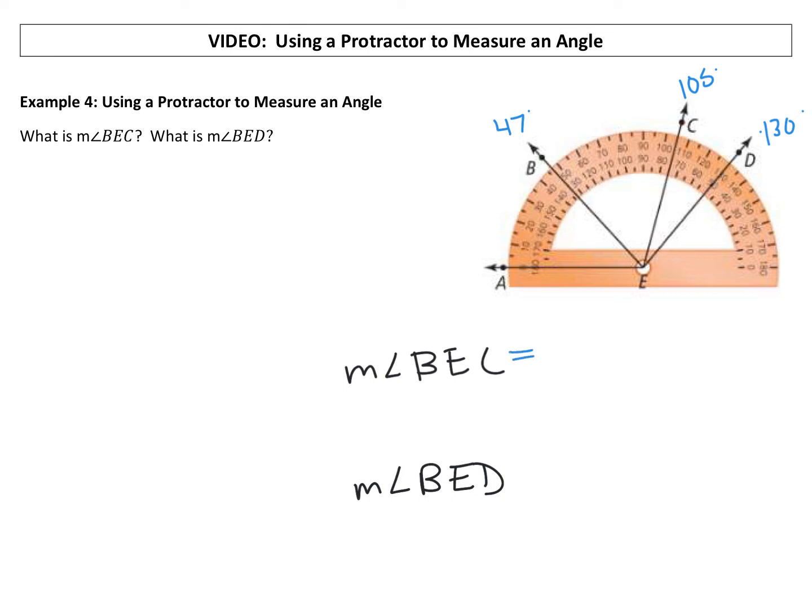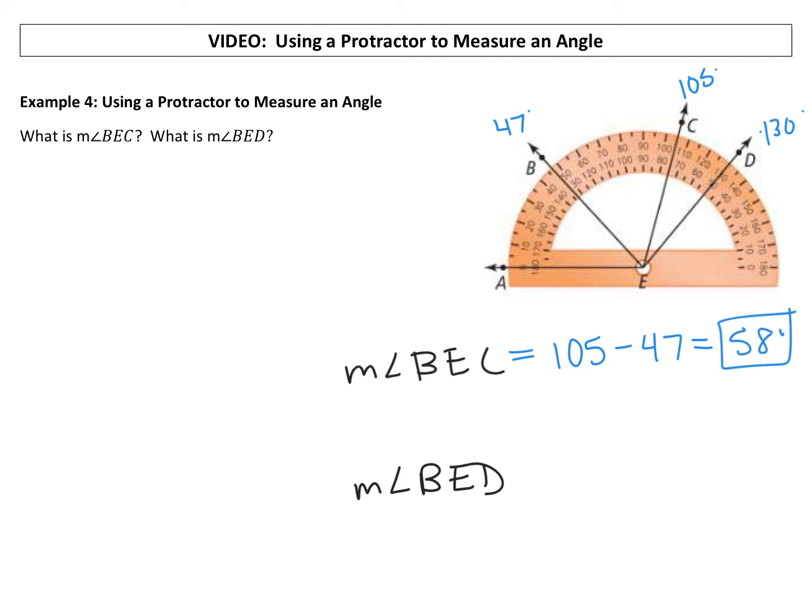All right, so the measure of angle BEC. BEC goes from 47 to 105. So to figure out how many degrees that is, we're just going to subtract 105 minus 47. And we get 58 degrees.